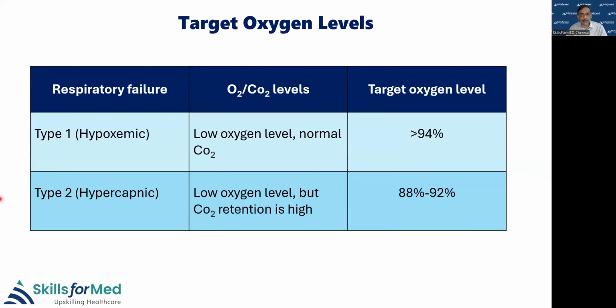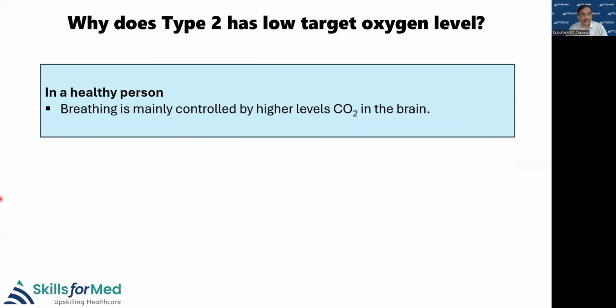Whereas type 2 is also known as hypercapnic respiratory failure, hypercapnic meaning high carbon dioxide. So they also have low oxygen level, but their carbon dioxide retention is very high. For these people, you need to give a lower target of 88 to 92. This is according to the British Thoracic Society guidelines, BTS guidelines. I didn't make this up. So why does a type 2 respiratory failure patient need a low target oxygen level?